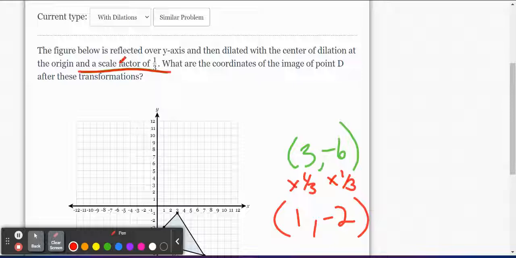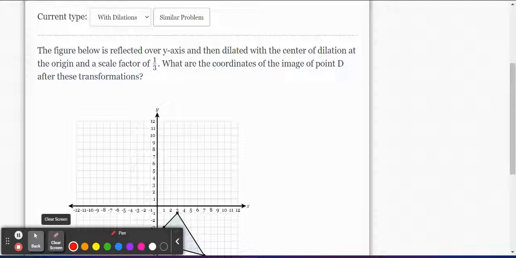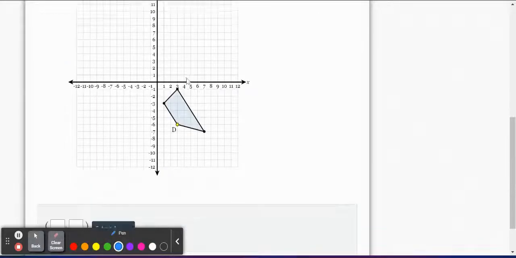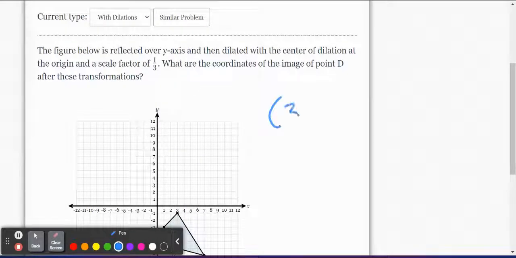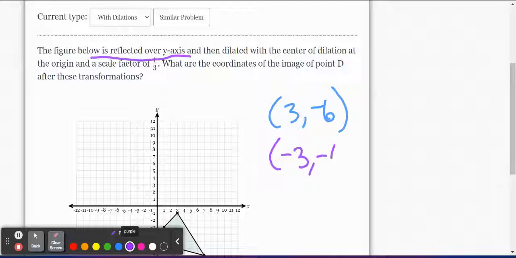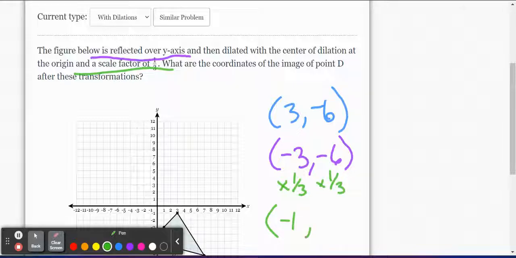Then it is... Did I miss something? I did miss something. Ugh. I missed the reflection over the y-axis. All right, so let's redo that. So that point is (3, -6). Okay. Reflected over the y-axis. That means I change the x value. The y value stays the same. Then I scale it down with the scale factor of 1/3. So just a little bit of change, but it's good to see that. And you get (-1, -2).